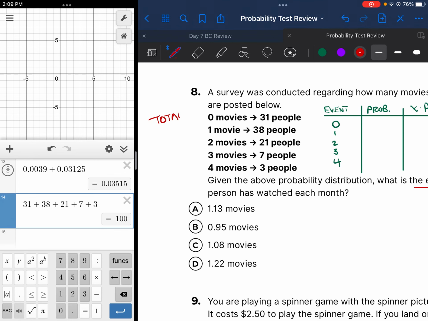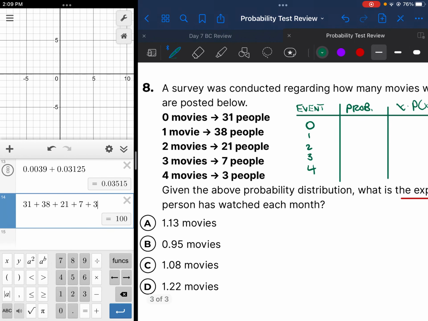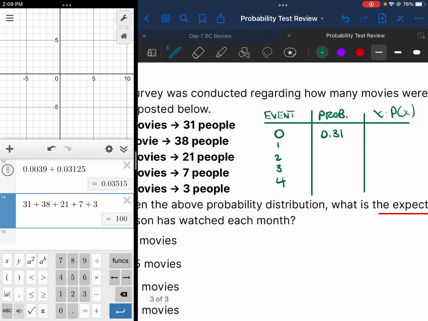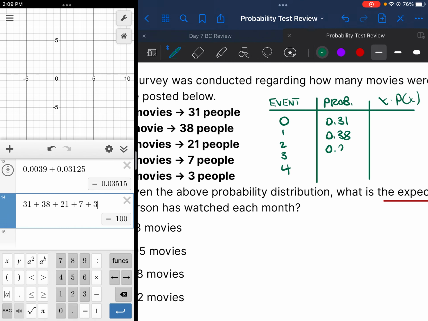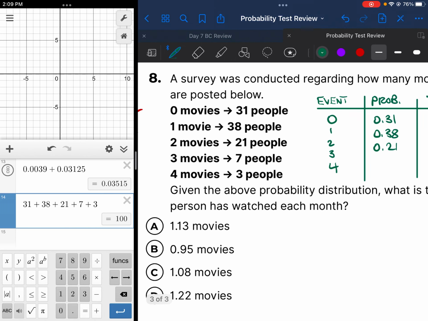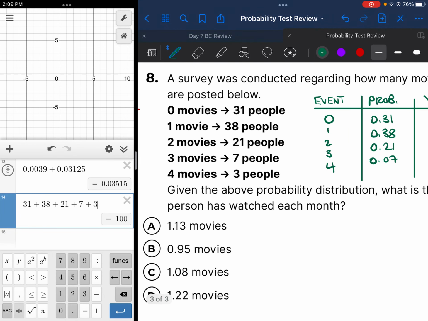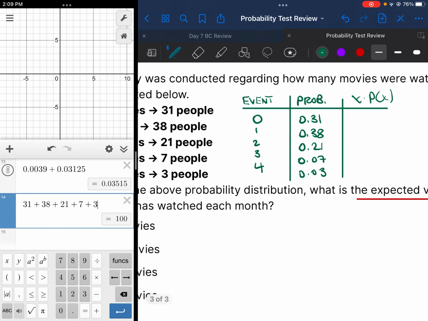Total, 100 people. All right. So the probability that someone watched 0 movies, 31 out of 100, or 0.31. Probability that someone watched 1 movie, 38 out of 100, 0.38. Someone watched 2 movies, 21 people, 0.21. 3 movies, 7 people, 0.07, 7 out of 100. And then 4 movies, 3 out of 100, 0.03.